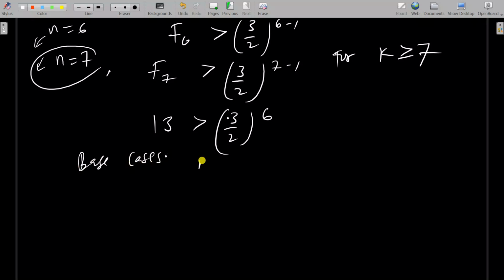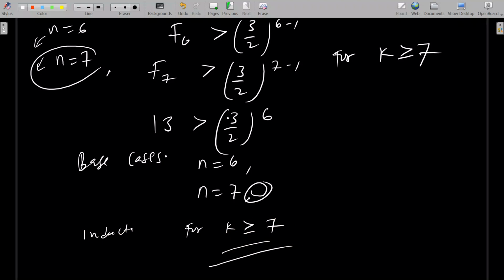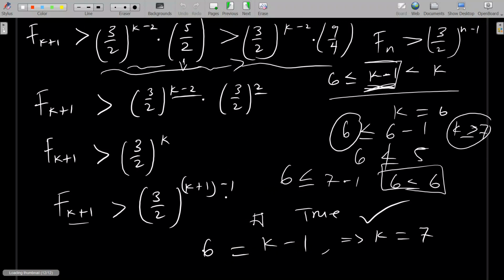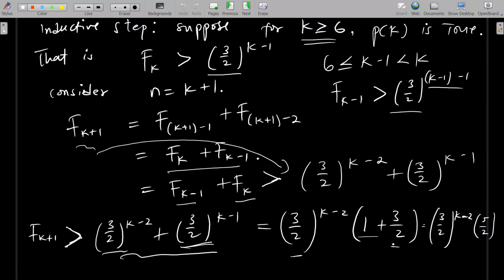You start with n equals 6. You show that is true, and n equals 7. You show that is true. Then you start with the inductive step. All right, for any k greater than or equal to 7, so you pick that bigger one. Then you start. That is where the claim will be true. Then the rest of the argument is going to be the same thing that we went through.